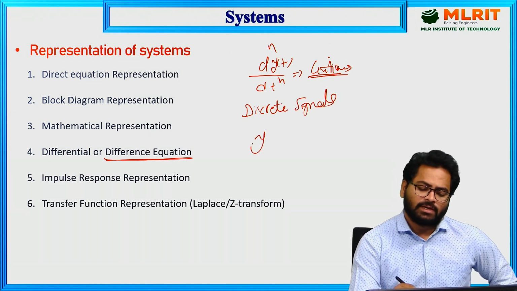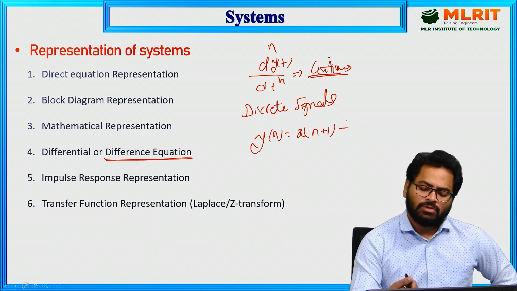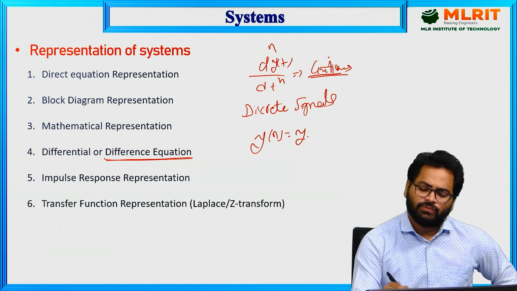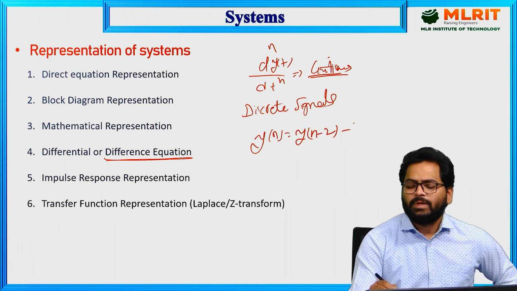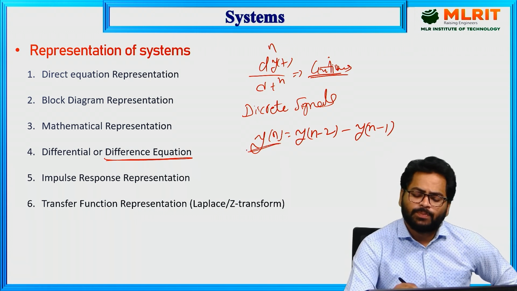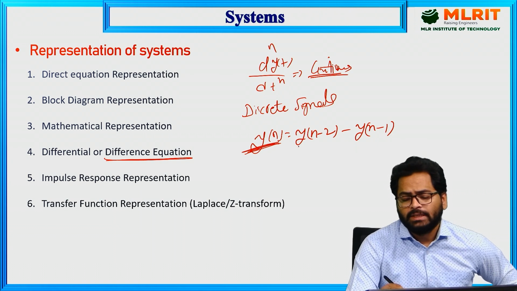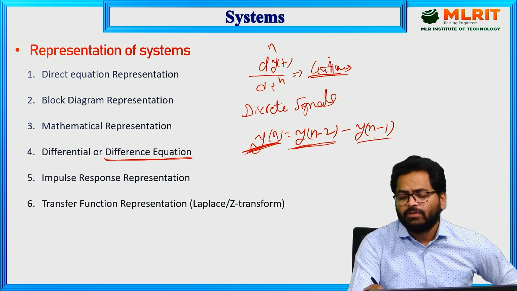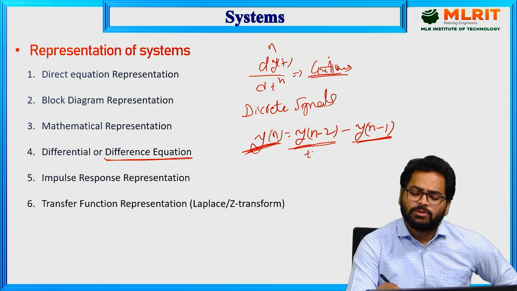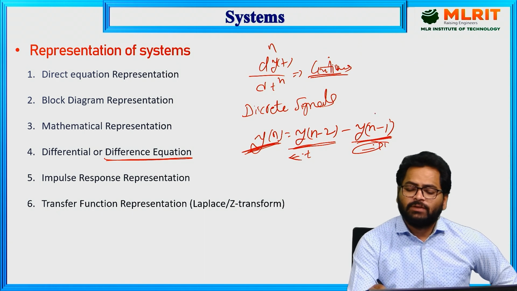Discrete signals, you can write it as y of n equals x of n plus 1 minus, or you can write it in terms of y also, y of n minus 2 minus y of n minus 1. So the same one, y of n is my present output, which depends on y of n minus 2 and y of n minus 1. That means 2 times back, and here it is 1 time back. So this is the difference between these two signals.